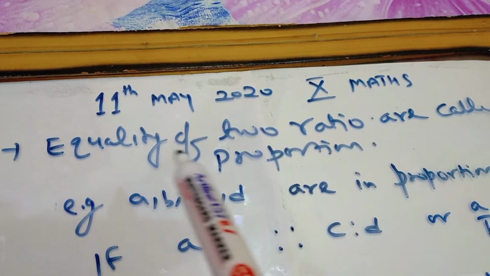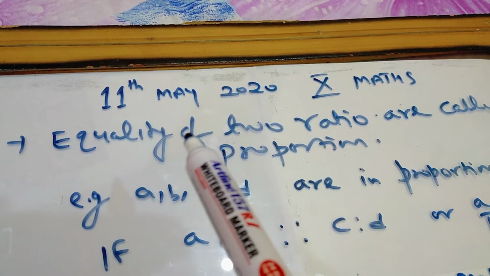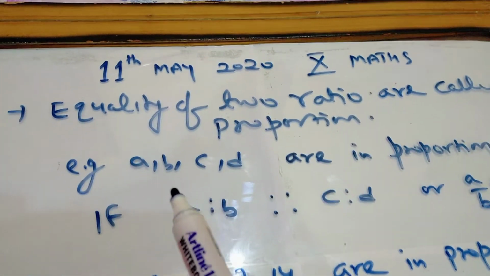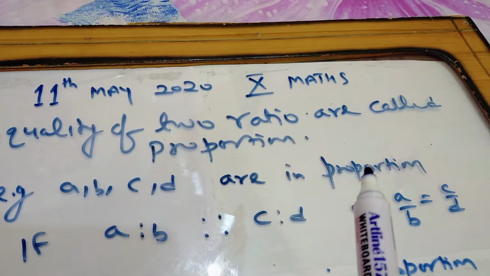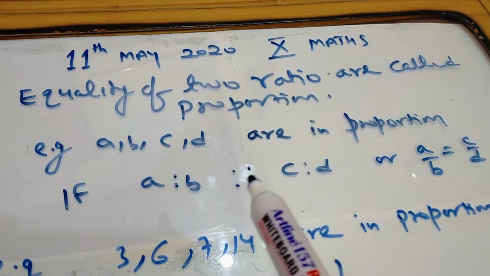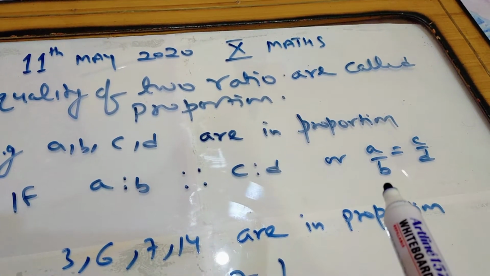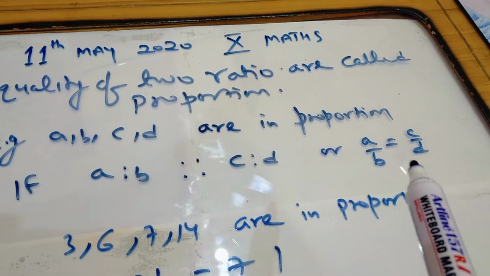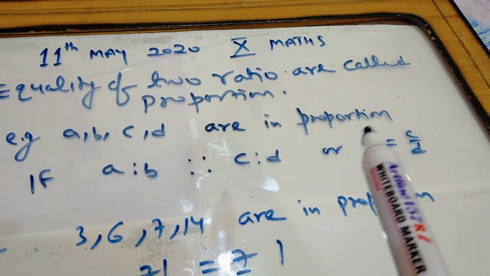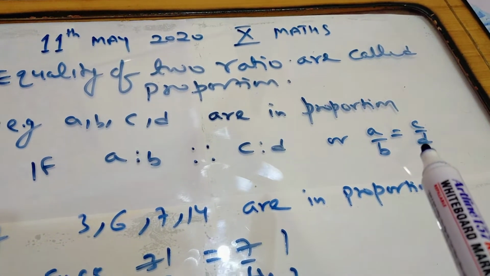When two ratios are equal to each other, then we say that the four quantities A, B, C, D are in proportion. So you can say the ratio of A and B should be equal to C and D, that is, A upon B is equal to C upon D. So we can say A, B, C and D are in proportion, meaning the ratio of the first two is equal to the ratio of the next two.